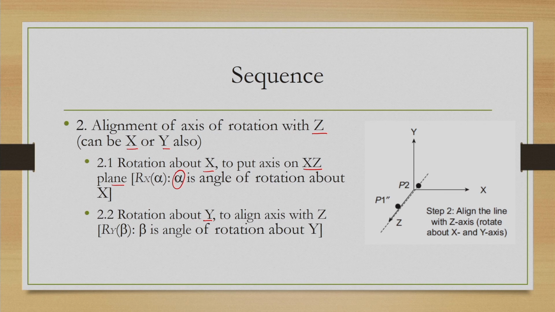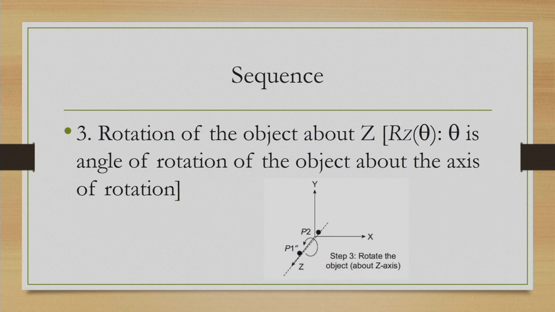In the first case, the angle of rotation, let us denote it by alpha, and in the second case, let us denote it by beta. Both are anti-clockwise rotations. So, both are positive at this stage. Then in stage 3, what we do?